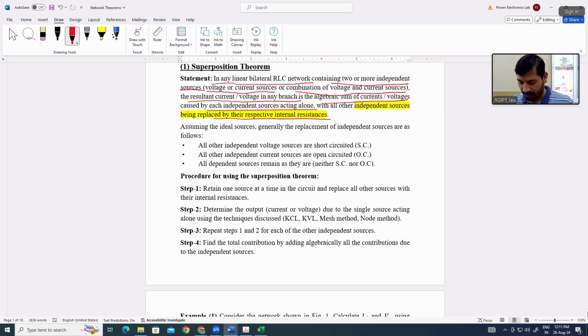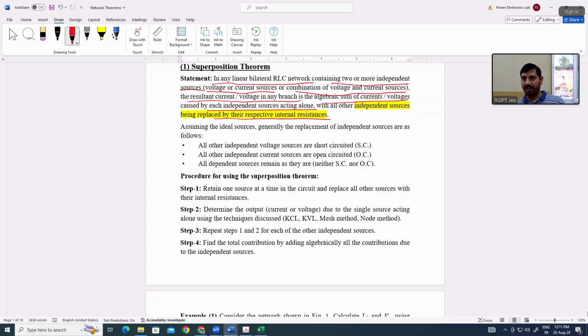Independent sources are current and voltage. We know that there are two types of sources, current and voltage sources. So in any circuit or network, if there are more than two independent sources, they can be voltage or current sources. So the resultant current or voltage in any branch that we have to find out is the algebraic sum of current or voltages caused by each independent source acting alone.